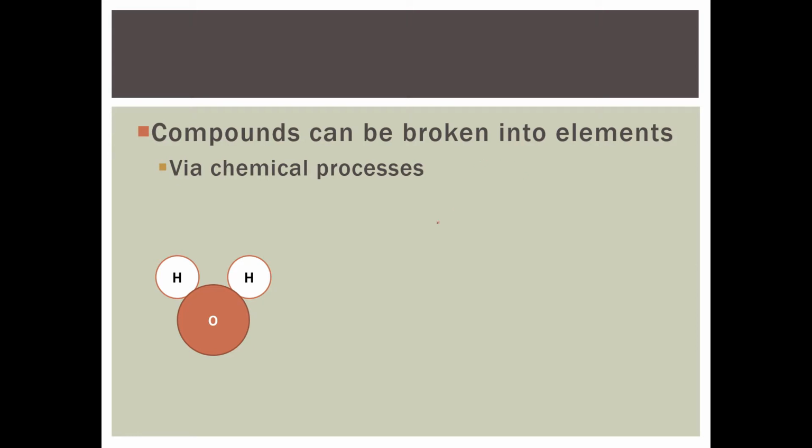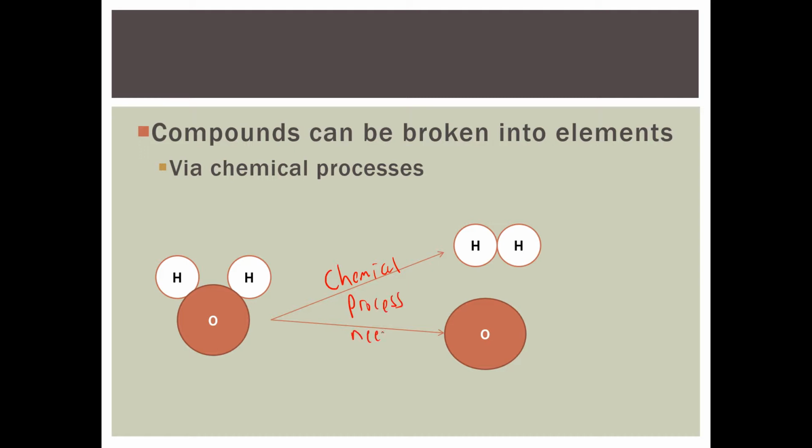So for example, here's water. And water can be broken down into hydrogen and oxygen, but this requires a chemical process. Chemical process needed. Okay, so we can't just take a knife and cut the hydrogens off of the oxygen. We need something a little more than just a knife.